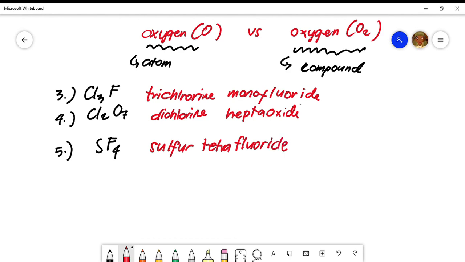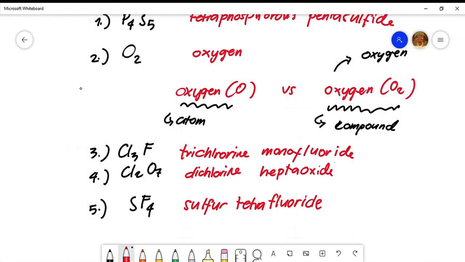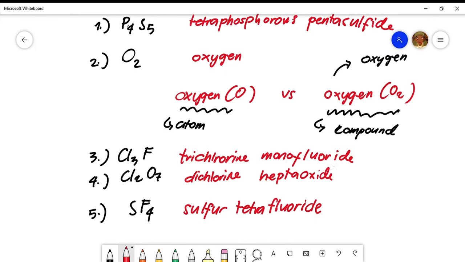So when you look at these examples, we can notice that these compounds are composed of non-metal elements. These are non-metals. Phosphorus and sulfur are non-metals, and O2 is of the same element. Okay, so these are molecular compounds.